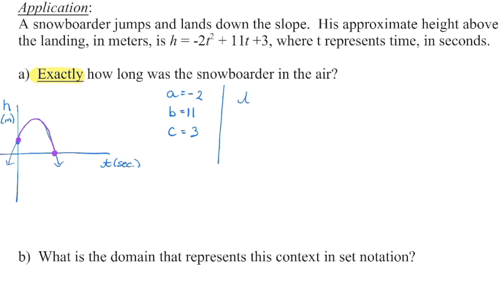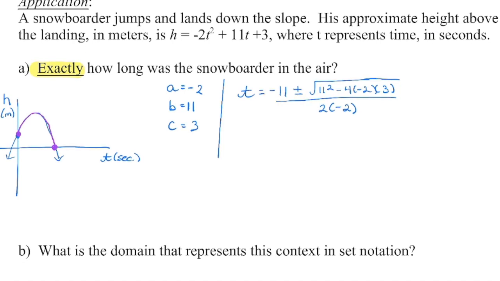Okay, so x is now time. So I'm going to put t equals negative b plus or minus the square root of b squared minus 4 times a times c, and I'm going to divide that by 2 times the value of a. And again, make sure your fraction line does not cross over the equal sign. It needs to start here and it needs to end here.